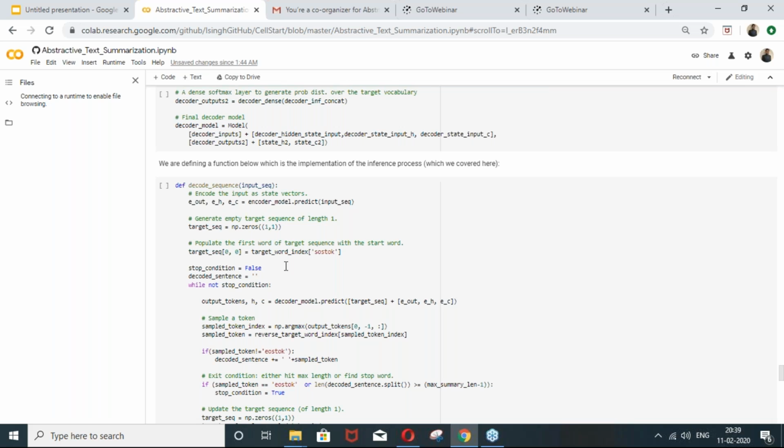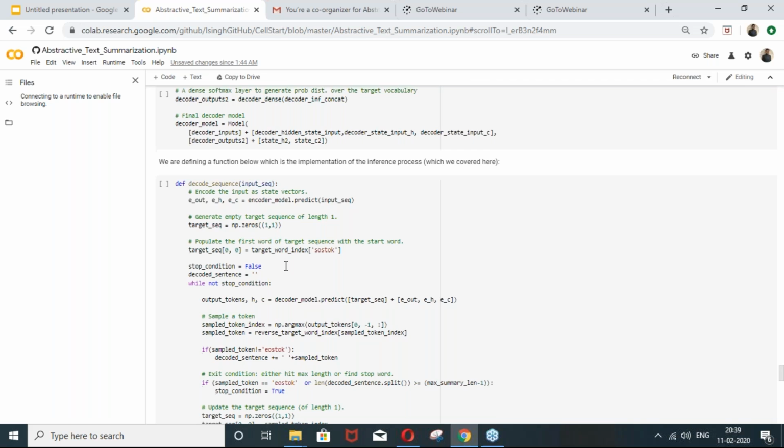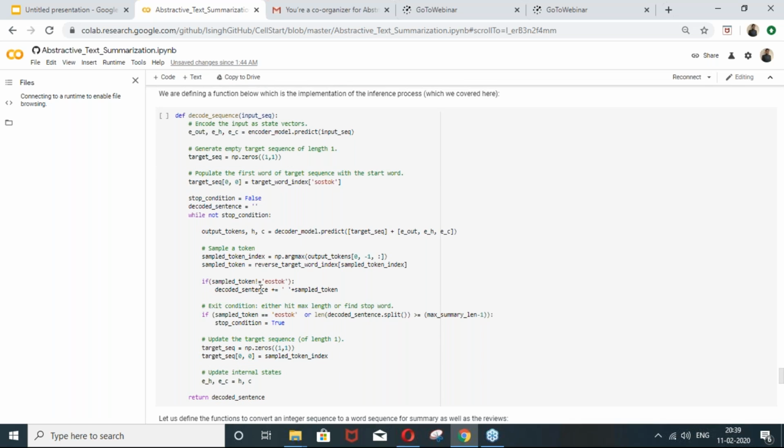Remember, I have added the start and end tokens. After all, we have to get the summary. Here you can see: if the sampled token is not equal to the end token, decoded sentence equals decoded sentence plus the token. Until it reaches the end token, we keep adding all the tokens to the decoded sentence. We are also adding an exit condition: if it reaches the end token or the length is greater than the maximum summary length, we stop. Remember, I said the length of the summary should be this much.